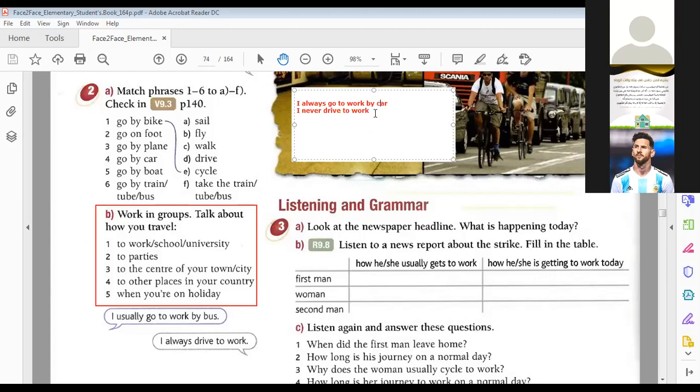And the same thing for holidays. If you want to talk about holidays, you can say I usually go on holiday by plane. Or you can say I usually fly when I'm on holiday, right? So here the idea is you can use different ways to talk about the same thing.